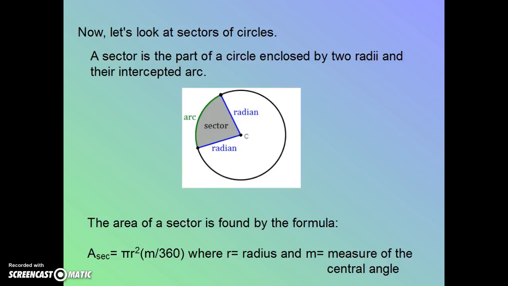So now let's take a look at sectors of circles. A sector is a part of a circle enclosed by two radii and their intercepted arc. Basically what that means is we're just taking a piece of the circle and looking at it, and we want to calculate the area of that sector. So the area of the sector is found by taking the area of an entire circle, pi r squared, and multiplying it by the measure of the central angle divided by 360.